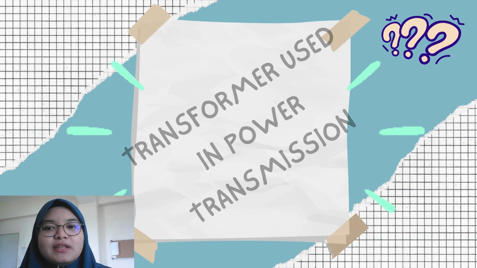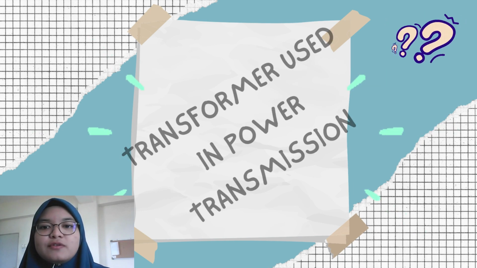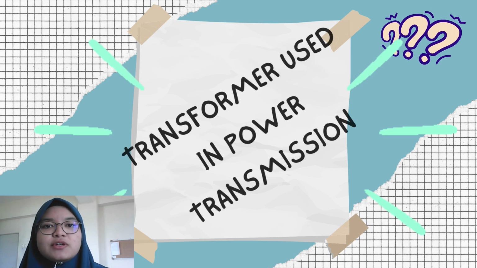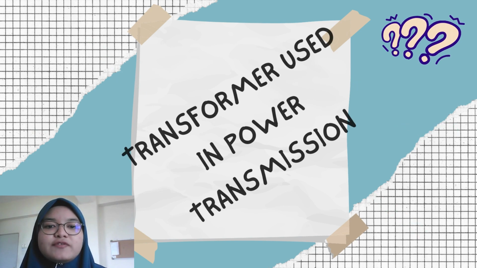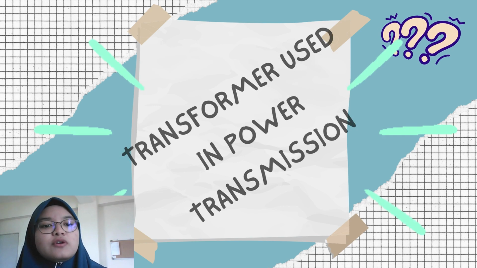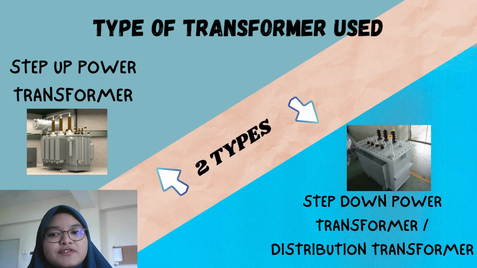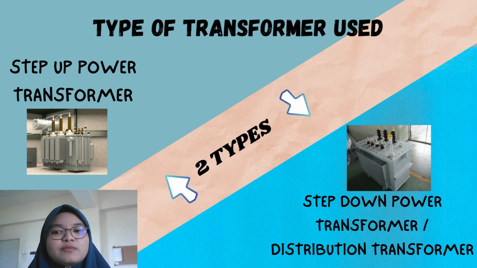Moving on to the next one, I will explain to all of you about the transformer used in power transmission. As we know, the transformer is used to convert alternating current voltage, known as AC voltage, from higher volt to lower volt, or vice versa. In electrical power transmission, there are two types of transformer that are used. The first one is the step-up transformer and the second one is the step-down transformer, specifically called the distribution transformer.